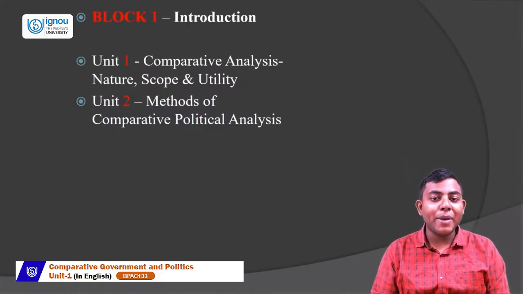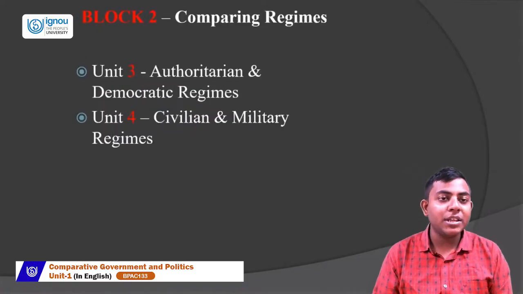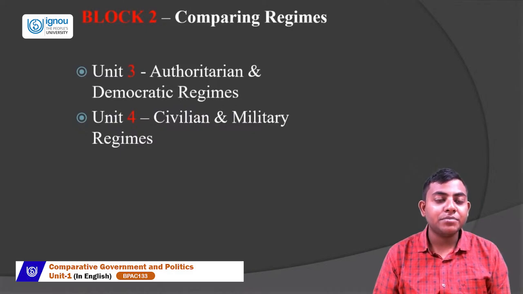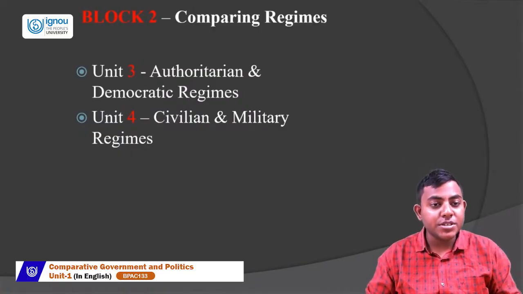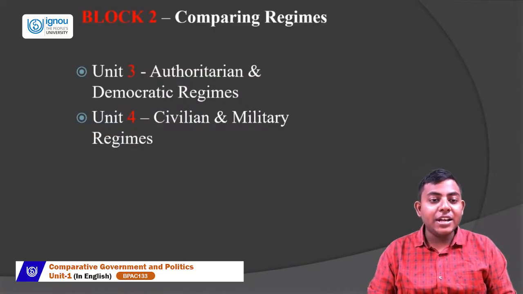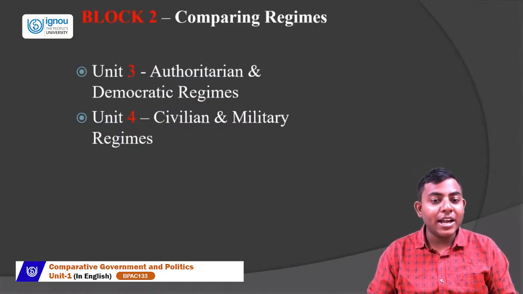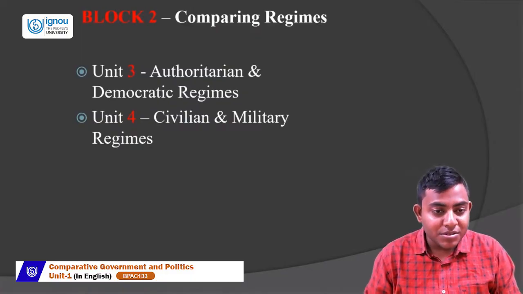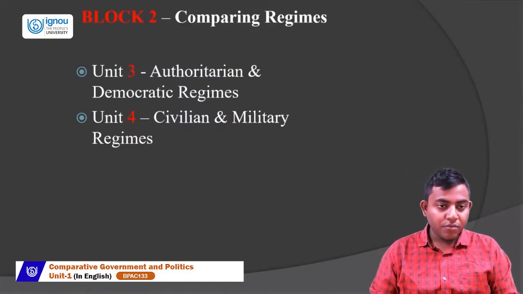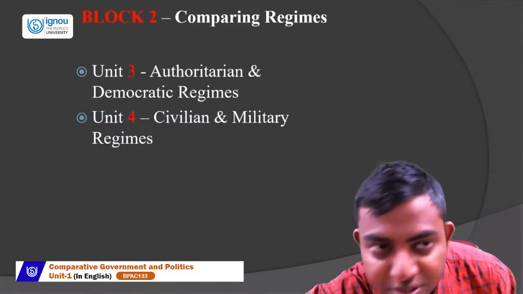Unit 1, that is comparative analysis, nature, scope and utility, and unit 2, which is methods of comparative political analysis. Moving on, in the second block of this paper, we have comparing regimes. So in that we have two units. Authoritarian and democratic regimes is the third unit, and civilian and military regimes is the fourth unit of this second block.